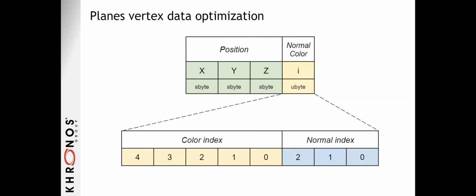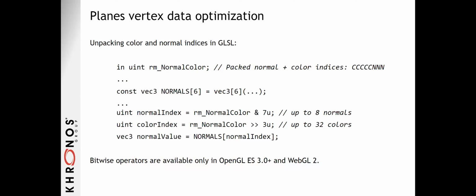So now we use not just bytes, but bits. We store the normal in 3 bits, which allows us to have 8 combinations of normals. The rest is used for colors, which allows us to have up to 32 individual colors. Unpacking is quite simple in GLSL. WebGL 2 is required for that, because bitwise operators are available only in OpenGL ES 3.0 and upper. So it requires WebGL 2, which is based on GLES 3. We have to apply some simple bitwise operations, then retrieve normals from an array of predefined constants and use the color index as is to access the palette texture.